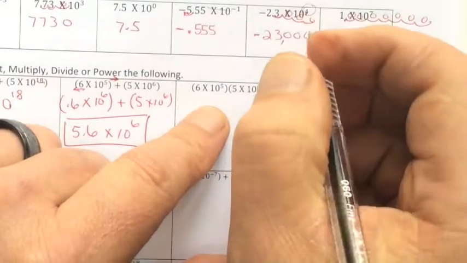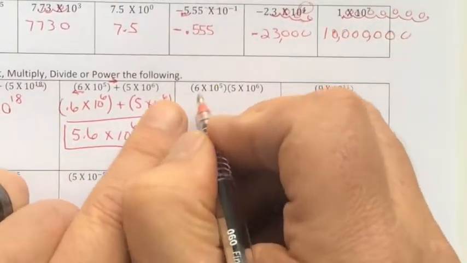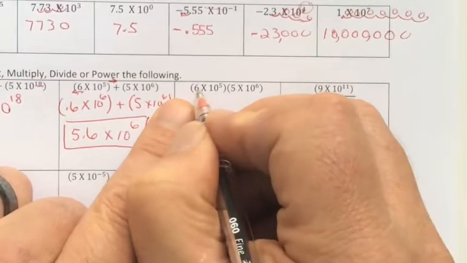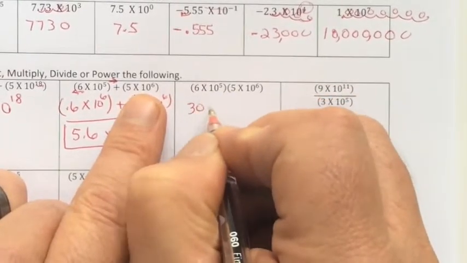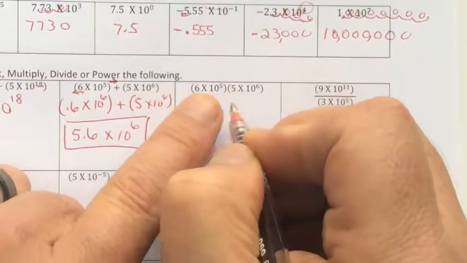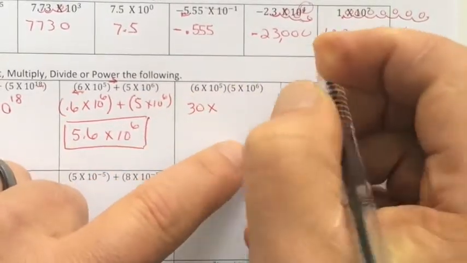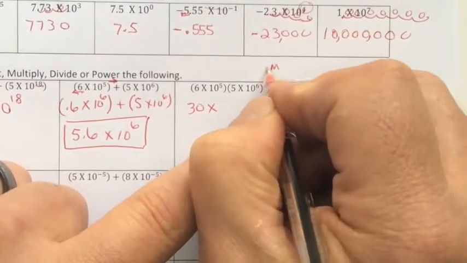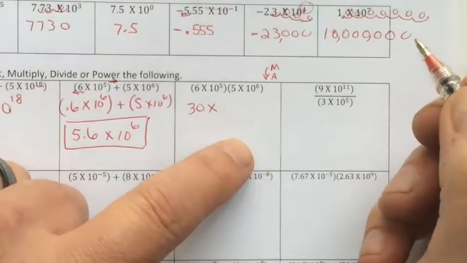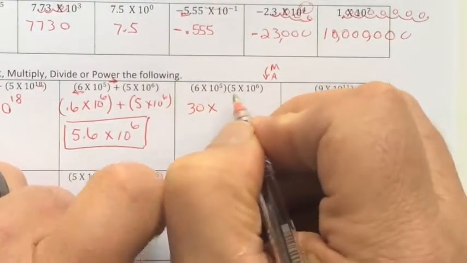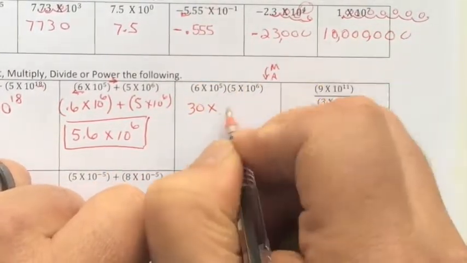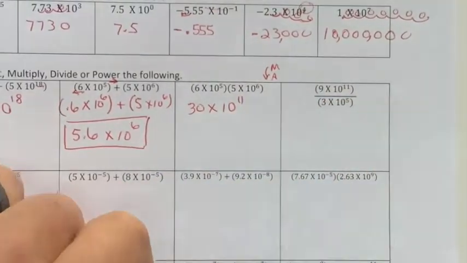Okay, multiply. See, we always do what we're supposed to do to the numbers. 5 times 6 is 30. And then the bases are one number under that. So multiply goes down to add as far as exponents are concerned. So we're going to add these powers. 5 plus 6 is 10 to the 11.